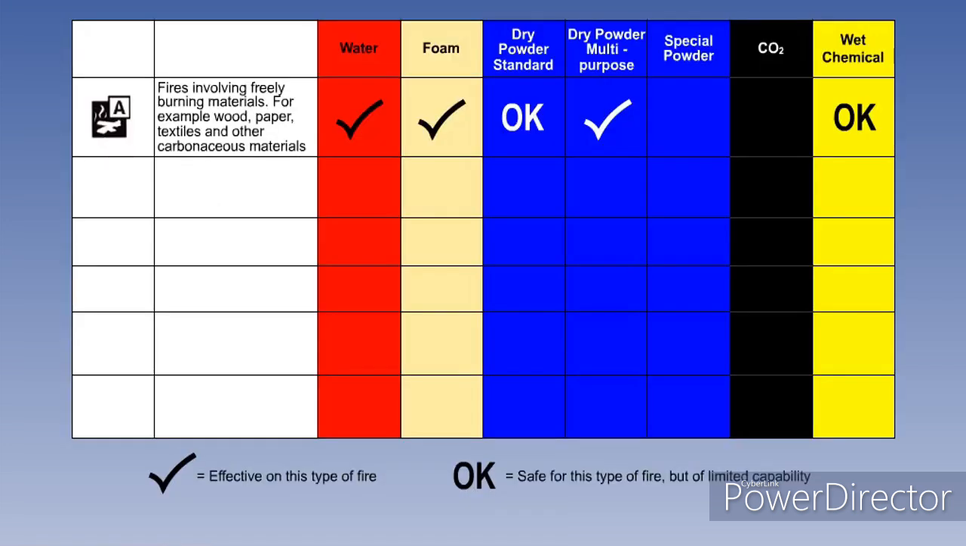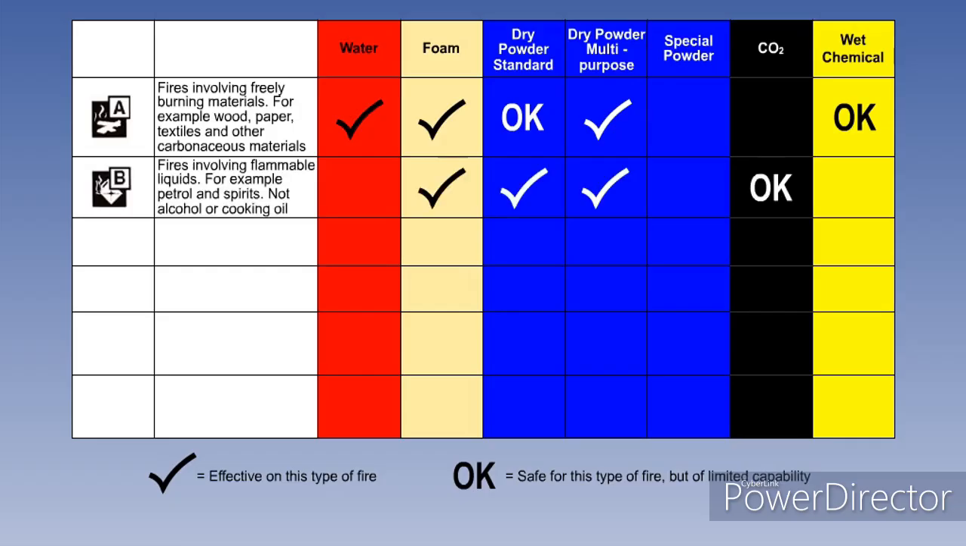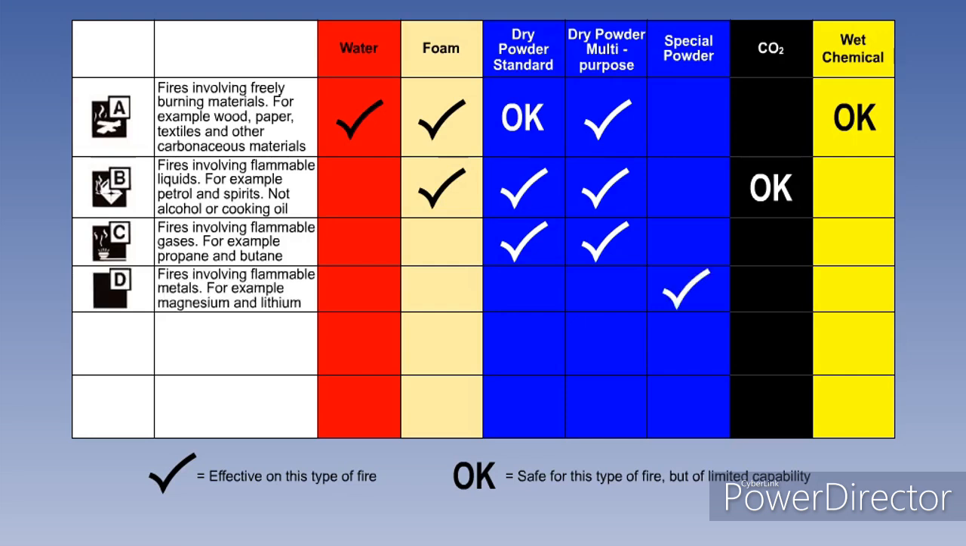For your information, the lesson includes the latest classification of fires, matched with appropriate extinguisher types. Class A consists of fires involving wood, paper, cloth, and rubber. Class B is for fires of flammable or combustible liquids, such as petrol, kerosene, paint, thinners, etc., but not alcohol or cooking oil. Class C is for fires of flammable gases, such as propane or butane. Class D involves flammable metals, such as magnesium and lithium.